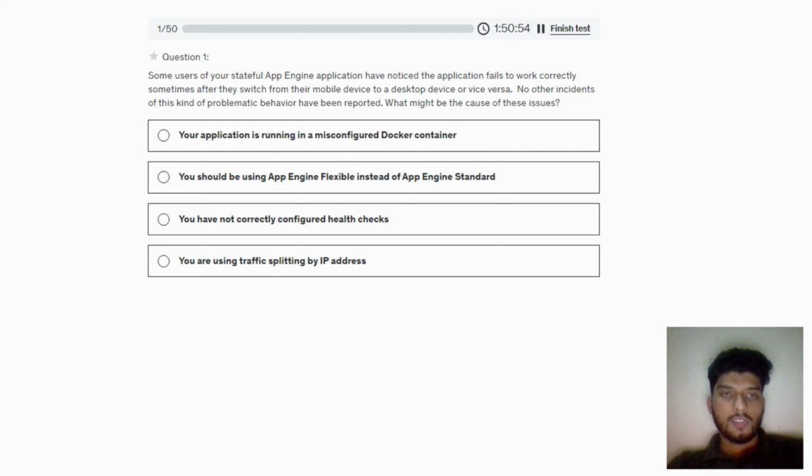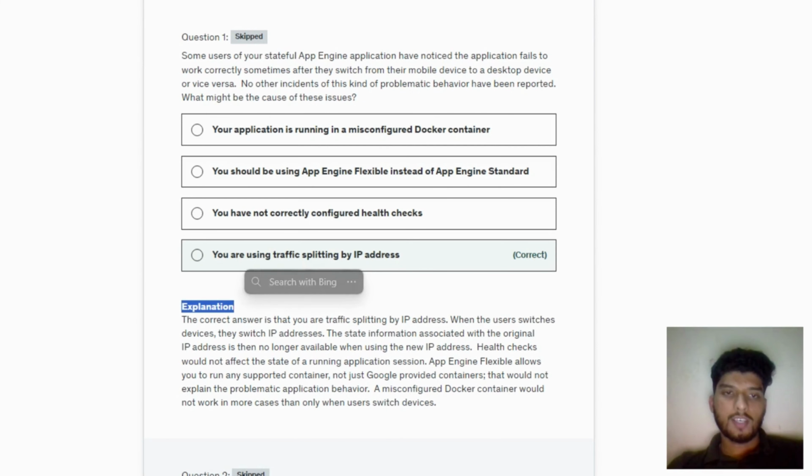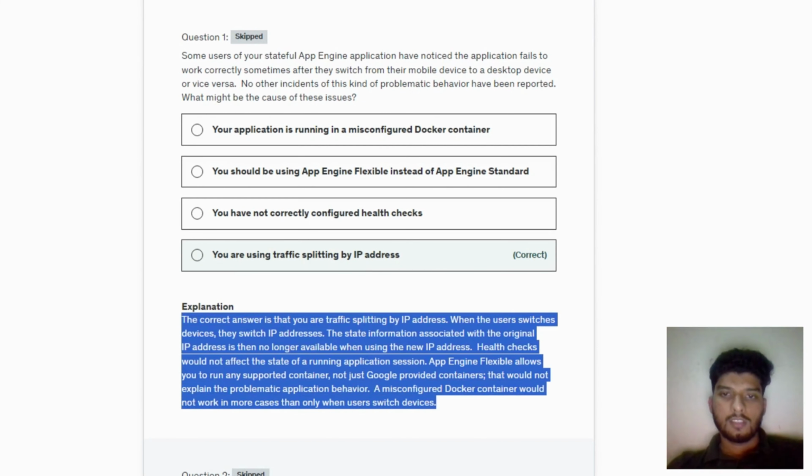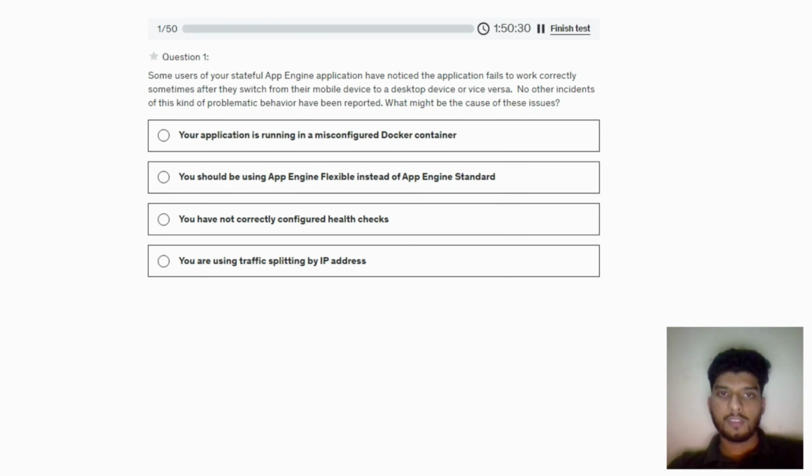So the right answer is option D. You are using traffic splitting by IP addresses. And here is the explanation of the right answer. So guys, you can pause the video for a better understanding of the explanation of the correct answer. So next, moving ahead to the next question.